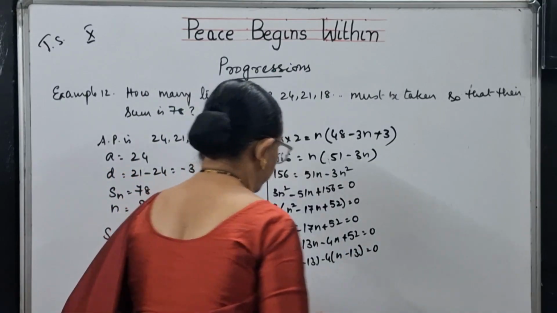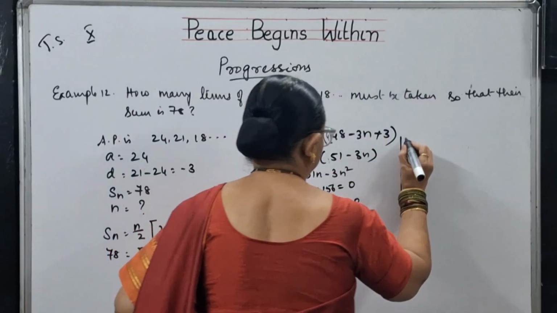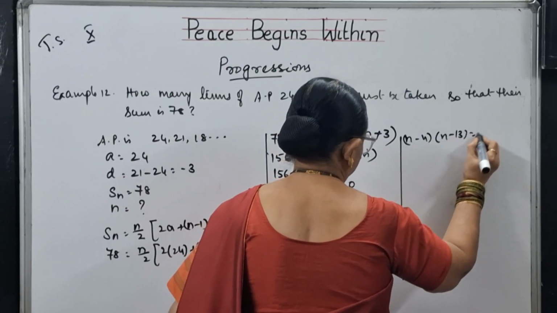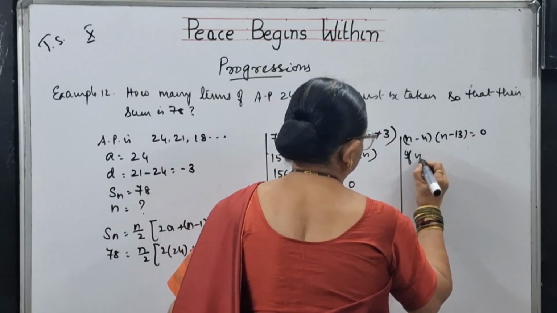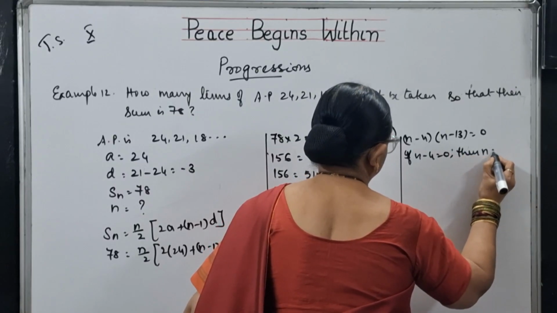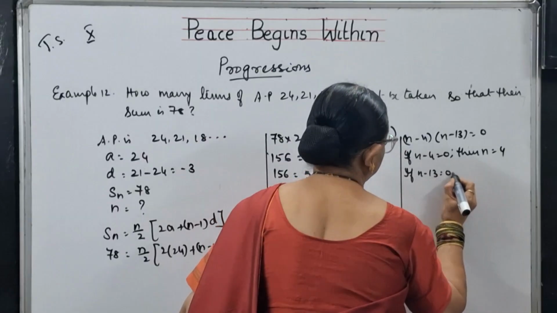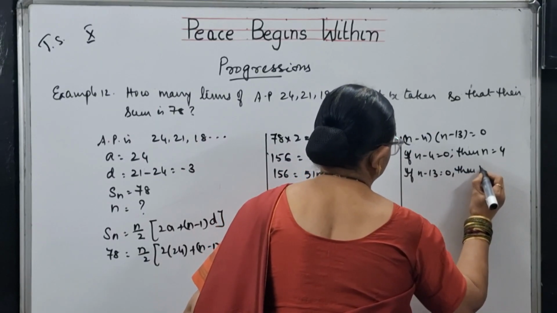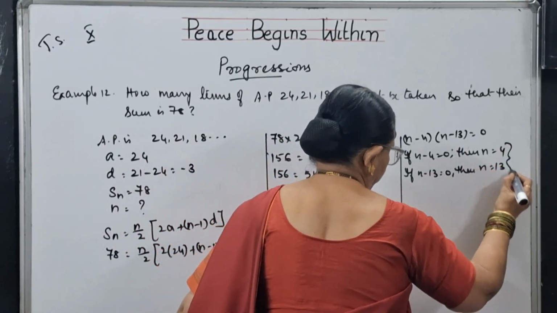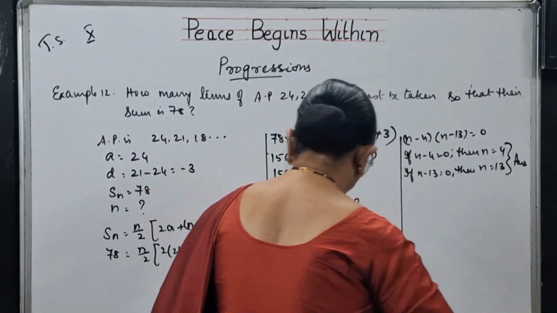That means n minus 4 into n minus 13 is equal to 0. If n minus 4 is equal to 0, then n is equal to 4. If n minus 13 is equal to 0, then n is equal to 13. So any value of these two you can take, children. This is the answer given here.